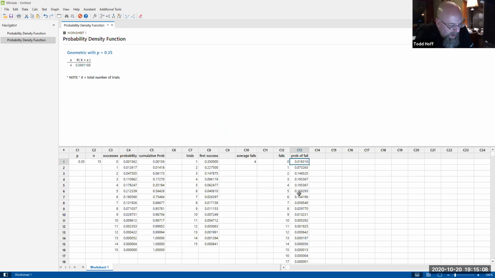So you can see between 3 and 4 is the mean here. 1 divided by 0.35 is like 3.142857, something like that. So between 3 and 4 is the mean. Those are the 2 highest probabilities. And there's the probabilities of that many students failing the course. So anyway, those are those 3 distributions in Minitab.